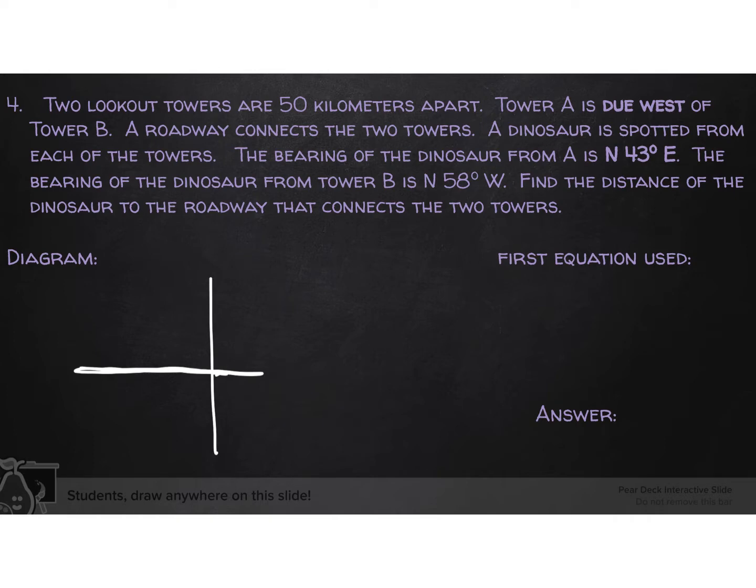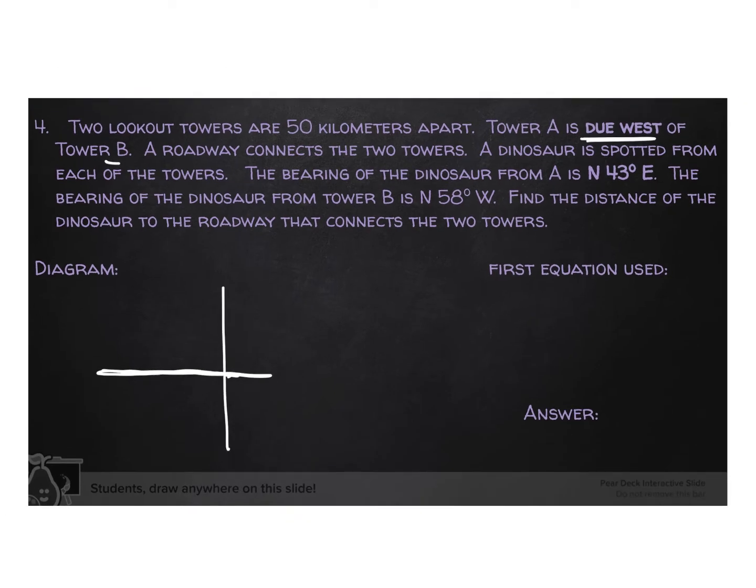2 lookout towers are 50 kilometers apart. Tower A is due west of Tower B. A roadway connects the 2 towers. A dinosaur is spotted from each of the towers. The bearing of the dinosaur from A is north 43 degrees east. The bearing of the dinosaur from B is north 58 degrees west. Find the distance of the dinosaur to the roadway that connects the 2 towers.